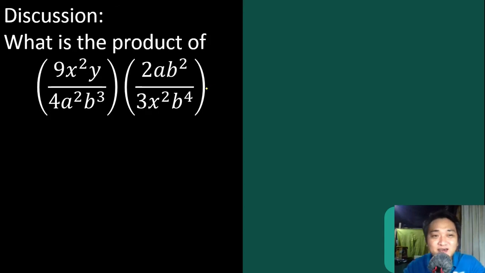So let's say you have 9x squared y over 4a squared b cubed times, you're looking for the product of these two rational expressions, 2ab squared over 3x squared b to the fourth. So what will be their product?